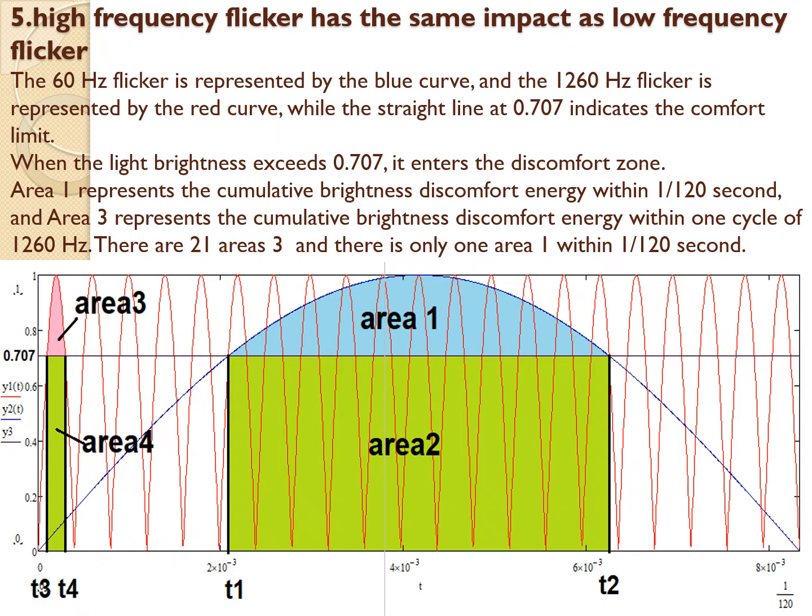same. The 60 Hz flicker is represented by the blue curve, and the 1260 Hz flicker is represented by the red curve, while the straight line at 0.707 indicates a comfort limit. When the light brightness exceeds 0.707, it enters the discomfort zone. Area 1 represents the cumulative brightness discomfort energy within 1 cycle of 60 Hz, and Area 3 represents the cumulative brightness discomfort energy within 1 cycle of 1260 Hz.